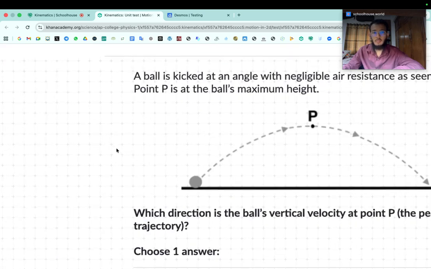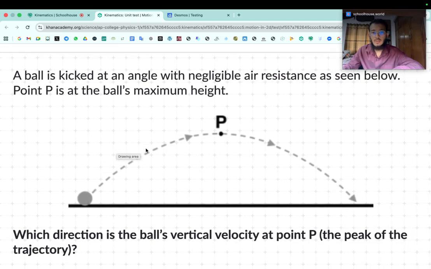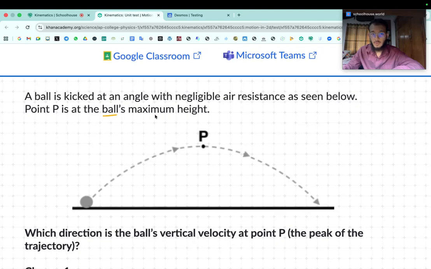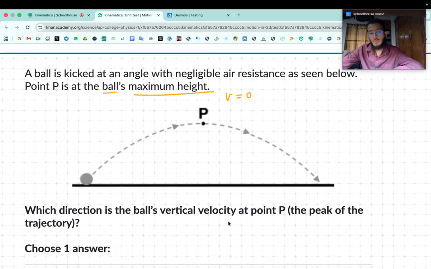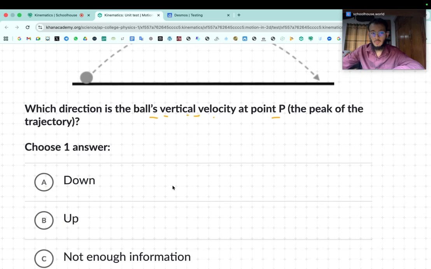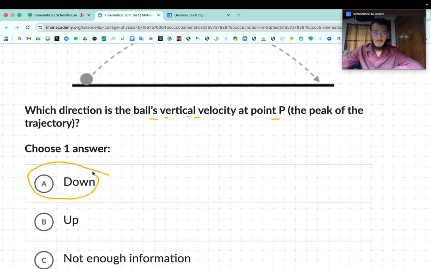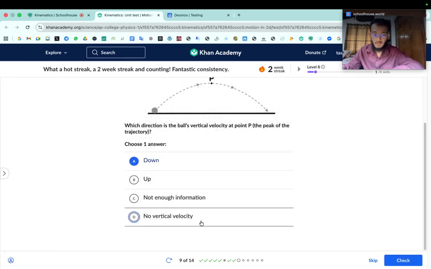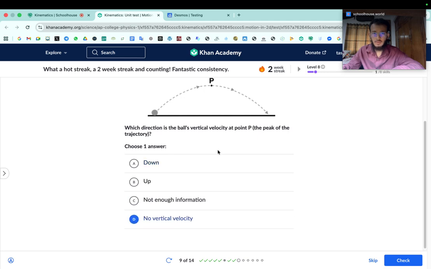So a ball is kicked at an angle with negligible air resistance as seen below. Point P is at the ball's maximum height, where the vertical component of the velocity is 0. Which direction is the ball's vertical velocity at point P, the peak of the trajectory? Well, the vertical velocity always is down, regardless of where it is. No vertical velocity? No. Yeah, no vertical velocity.